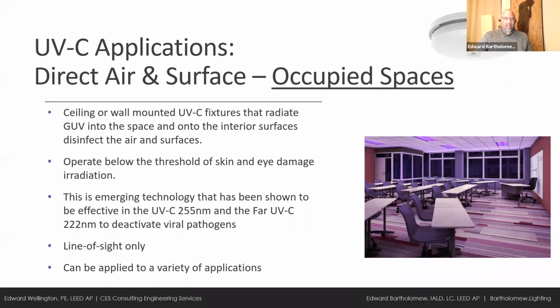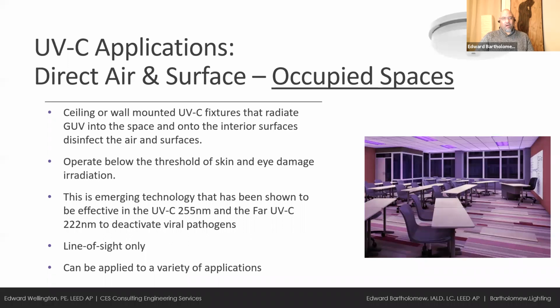Now we will look at direct air and surface in occupied spaces. These can be located in the ceiling, recessed into the ceiling. There's a new product out by a manufacturer that can operate below the threshold of skin and eye damage irritation. So it can provide UVC continuously in an occupied space, utilizing LEDs without irritating eyes and skin for the occupants below. That's an extraordinary effort. We talked about the evolution of these products. They're coming on strong, and this is one idea that looks somewhat viable for doing that.